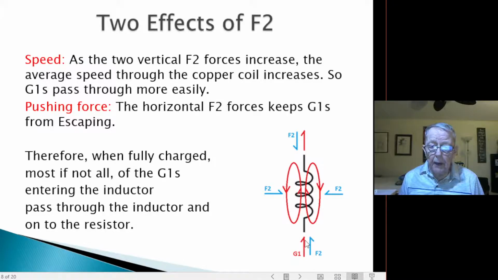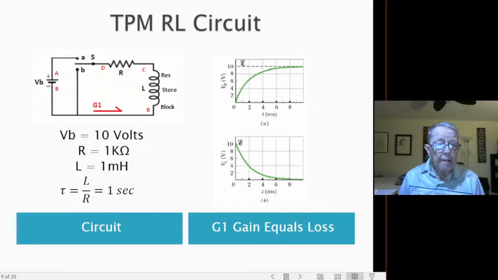If all of them pass through, then you have the same number out as in, then there's none lost. That means no voltage drop. And that's what you see at the end of that curve as it goes down. So when fully charged, there's none lost. There's none lost to the magnetic field or even randomly lost. Most of them go through.